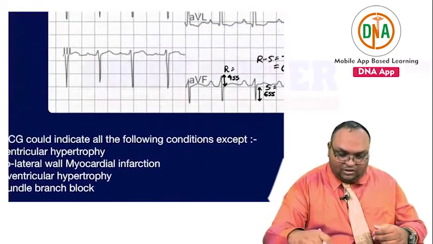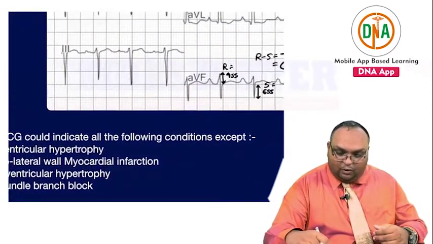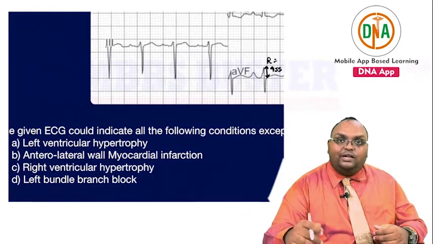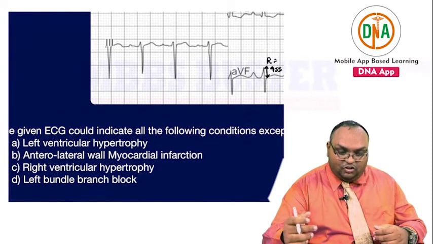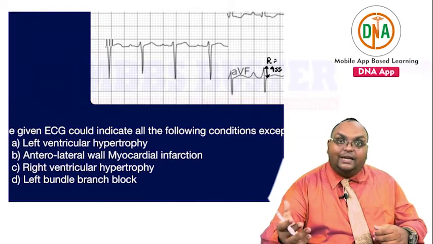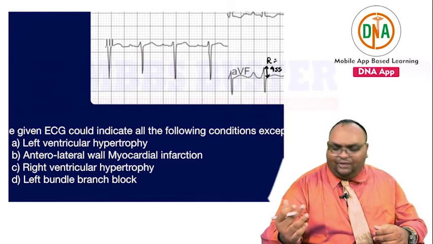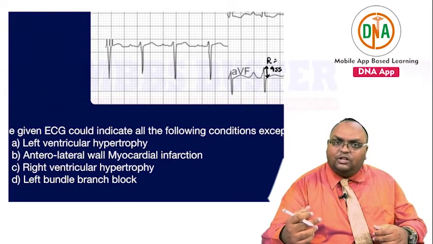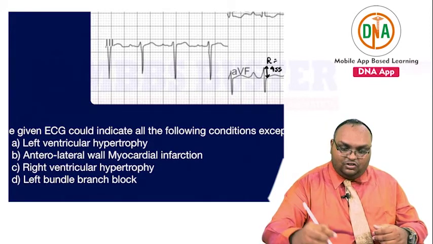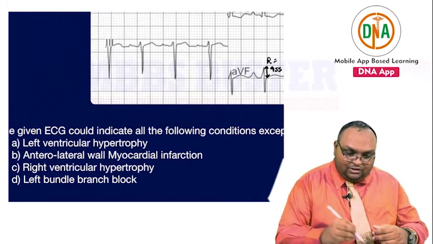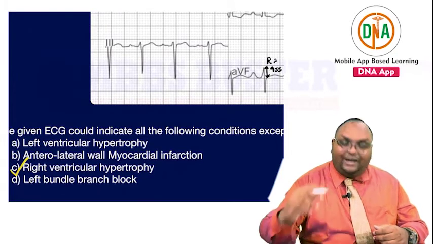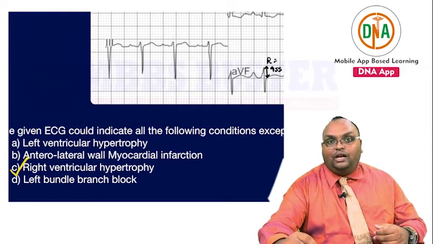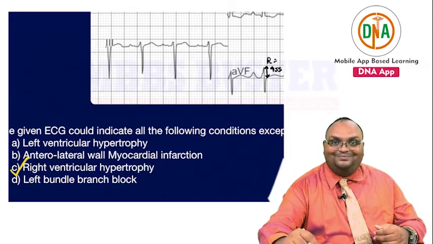And so our question: the ECG could indicate all of the following except, so which of the following are examples of left axis deviation? Left ventricular hypertrophy, yes, left axis deviation is there. Anterolateral wall MI, yes, left axis deviation is there. Right ventricular hypertrophy, no, right axis deviation is there. Left bundle branch block, yes, left axis deviation is there. So the odd one out, and the answer to your question, is right ventricular hypertrophy.